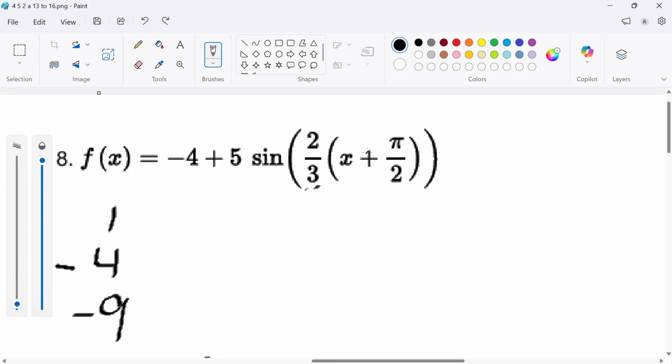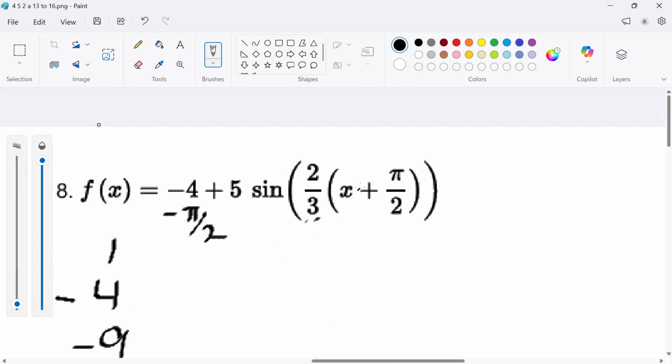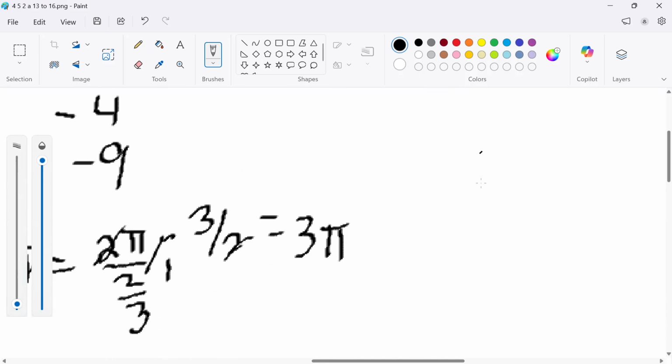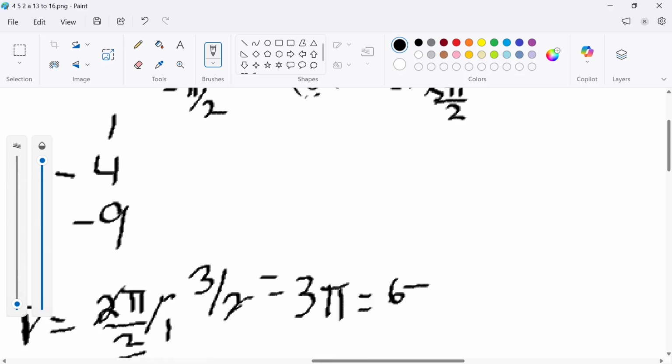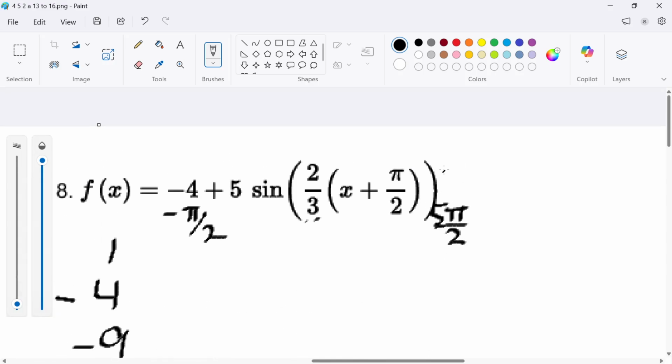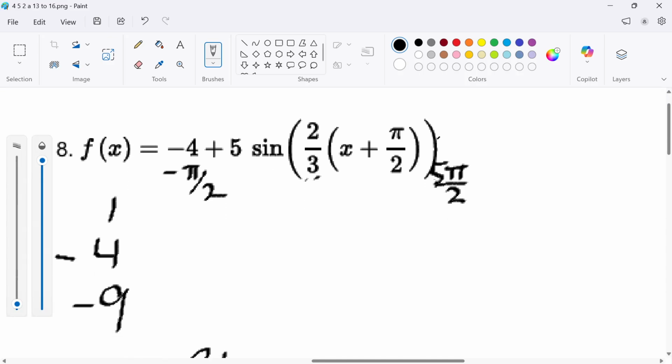It starts at -pi over 2. And then it goes 3 pi from there. So that's 6 pi over 2. So it goes to 5 pi over 2. 6 pi over 2, 3 pi, which equals 6 pi over 2, plus -pi over 2 is 5 pi over 2. All right, now halfway between them, 5 pi over 2 minus pi over 2 is 4 pi over 2. Divided by 2 is 4 pi over 4 is pi.